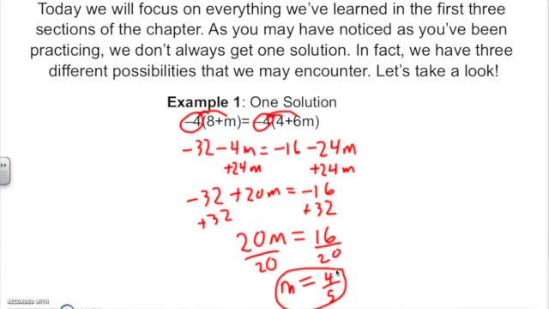I've heard a lot of questions asking if you have this problem wrong because you've gotten a fraction or decimal. Fractions are answers that are okay. As long as you plug this back into your original equation and you simplify it and you get that the left side is equal to the right side, then you know that you have done the problem correctly. So since we get m equals a specific number in this case, we are going to say that this has one solution.